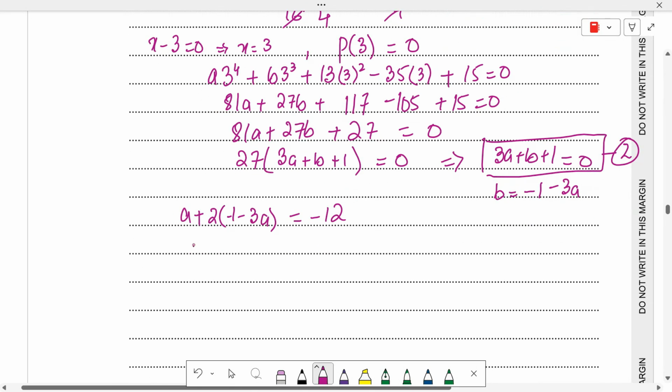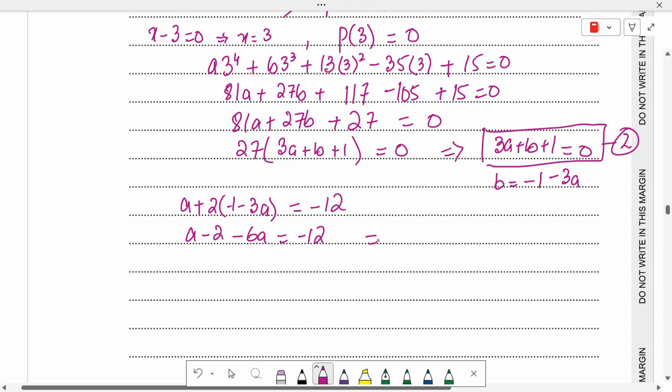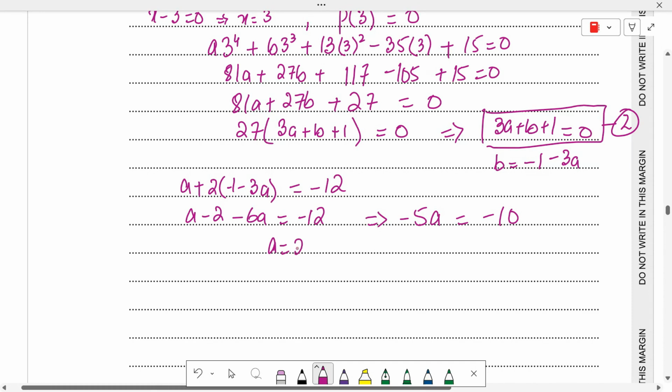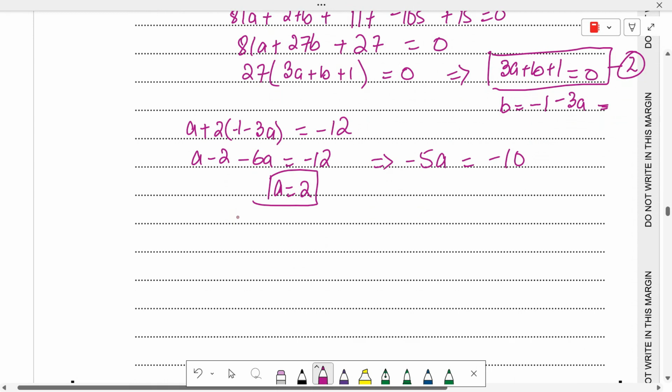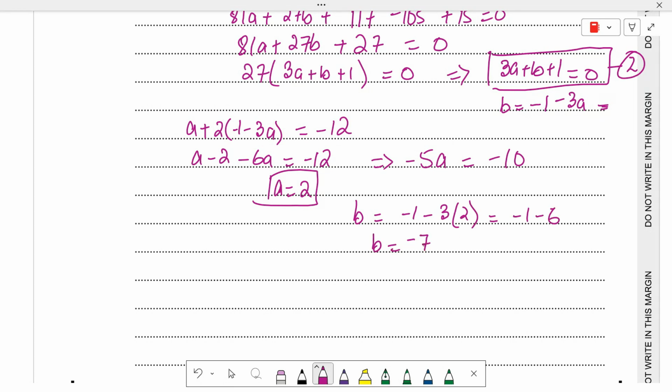When we solve it, we will have a minus 2 minus 6a equals negative 12, and a minus 6a is negative 5a. When we move negative 2 to the right side, we will have negative 10. So in this case, a is equal to 2. Now plug this value of a into the equation to find the value of b. b is negative 1 minus 3a, which is negative 1 minus 6, so b is equal to negative 7. So we have calculated the values of a and b.